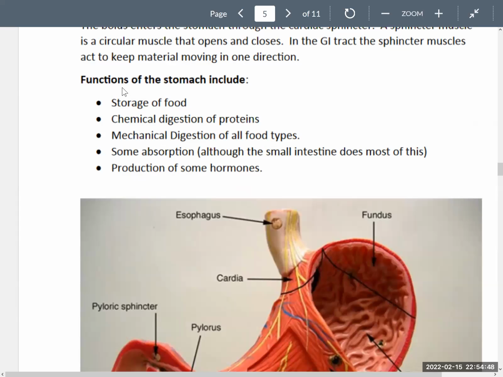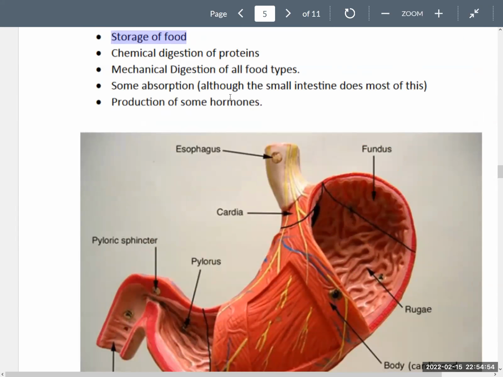Functions of the stomach. Well, the first one that I mentioned before is storage of food. Chemical digestion of proteins. Okay, that starts in the stomach. Mechanical digestion of every food type. That means that when anything gets to the stomach and the stomach's churning, whatever's in the stomach tends to be mechanically broken down. There is some absorption in the stomach, not a lot. Most of the absorption happens in the small intestine.